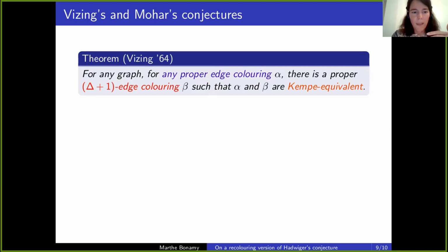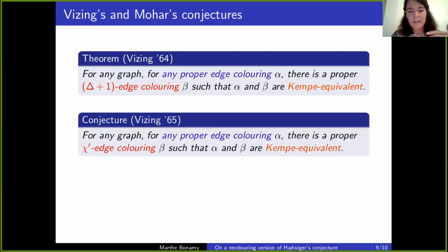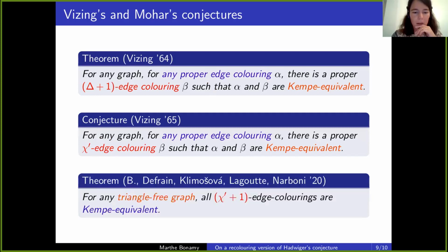And his conjecture, which I really like, is that sometimes for some graphs, delta colors are enough to color it. And his conjecture is that then you should also be able to reach that through a series of Kempe changes. And that's far from obvious. There have been some partial results saying, for graphs with small max degree, this works out. And what we proved recently with Oscar Defrain, Tereza Klimošová, Aurélie Lagoutte, and Jonathan Narboni is that if your graph is actually triangle free, then that's true.